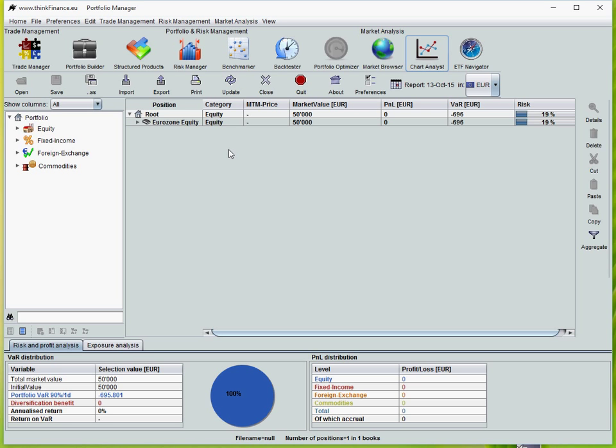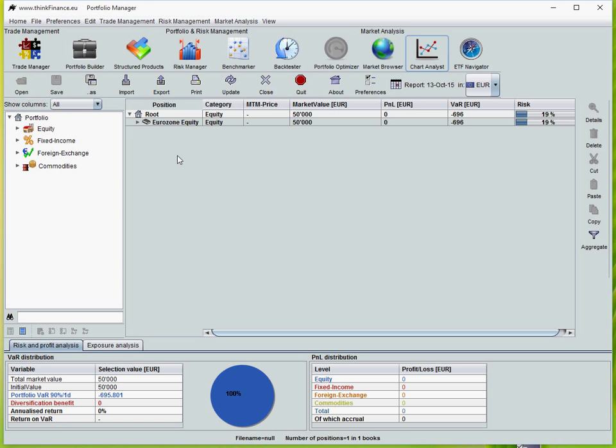So let's assume I'm a Eurozone investor and I'm currently only invested in Eurozone equity, which you see here. And I would like to diversify my portfolio into US equities. Let's assume I'm a risk-averse investor, so I'm looking for low volatility solutions. In the following, I will structure 3 potential investment solutions, which I will set out in 3 different books.